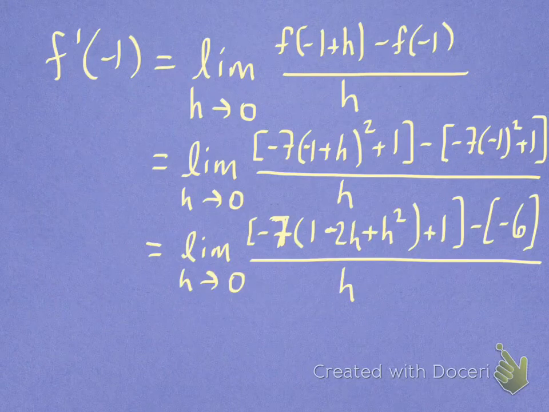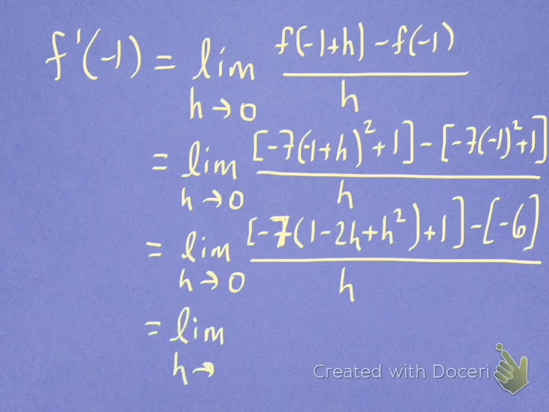Then I do some algebra. So I have the limit as h goes to 0 of negative 7 times the quantity 1 minus 2h plus h squared, so I FOILed that out, plus 1, minus, and then I cleaned up that last little bit, so I have a negative 6. So minus a negative 6, still all over h.